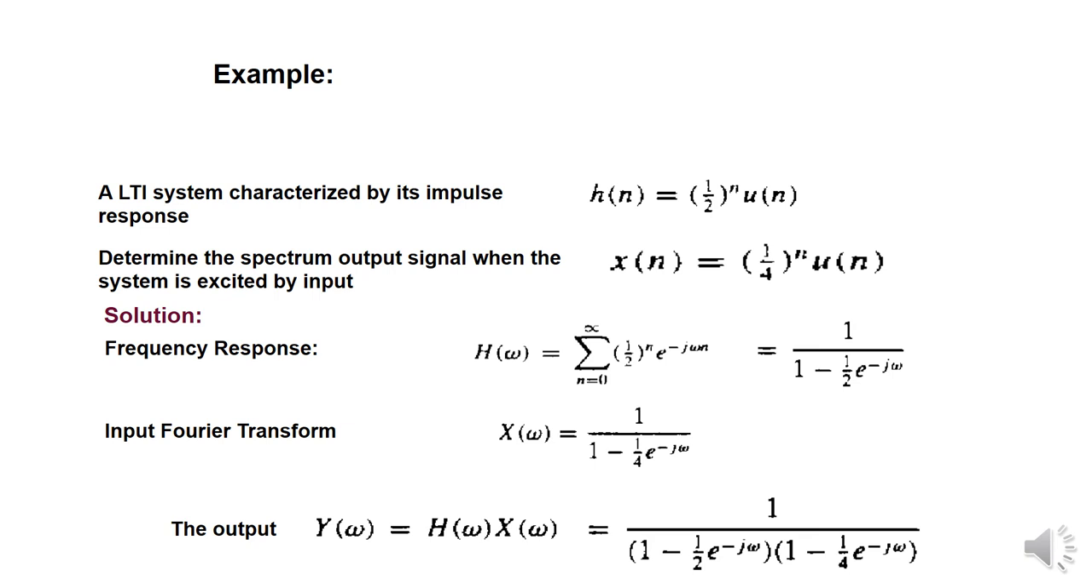Here, the structure of h[n] and x[n] are the same, therefore they will result in almost the same structure in H(ω) and X(ω), right? So if you are asked to find the output in the frequency domain, you just have to multiply H(ω) and X(ω). Because if you are going to find the output in the time domain, you have to find the convolution of x[n] with h[n], but in the frequency domain you don't have to, because convolution is converted to multiplication as I have shown you previously.